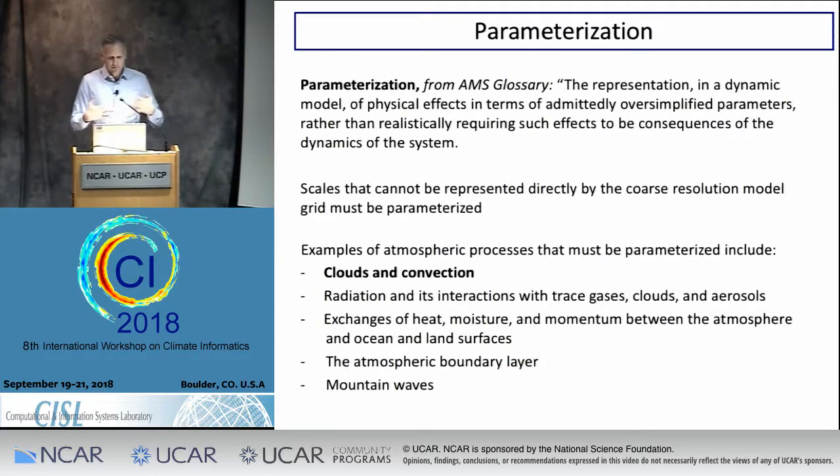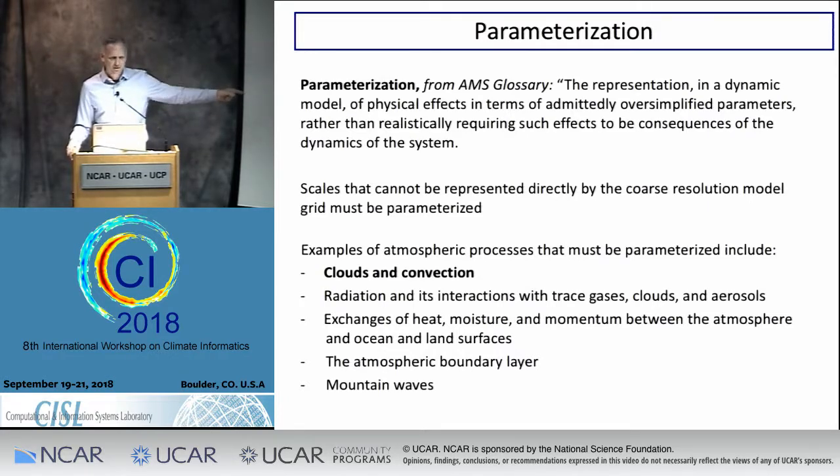Okay, so as I mentioned, clouds most often occur at scales much, much smaller than can be resolved by a climate model. And so we have to resort to processes called parameterization in order to represent clouds and their interactions with the environment. The technical definition for parameterization that the American Meteorological Society gives, from their glossary, is the representation in a dynamic model of physical effects in terms of admittedly oversimplified parameters, rather than realistically requiring such effects to be consequences of the dynamics of the system. So things like clouds at scales which can't be represented directly by a coarse resolution model must be parameterized.